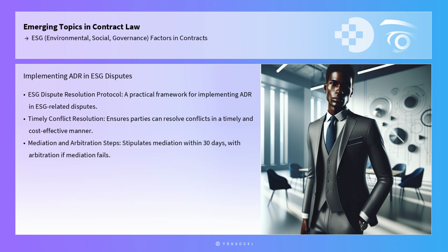A practical framework for implementing ADR in ESG-related disputes is the ESG Dispute Resolution Protocol. This protocol outlines specific steps for initiating and conducting ADR processes, ensuring that parties can resolve conflicts in a timely and cost-effective manner. For instance, the protocol might stipulate that parties engage in mediation within 30 days of a dispute arising, with arbitration as a subsequent step if mediation fails. By incorporating such frameworks into contracts, parties can effectively manage ESG-related disputes and maintain the integrity of their contractual relationships.